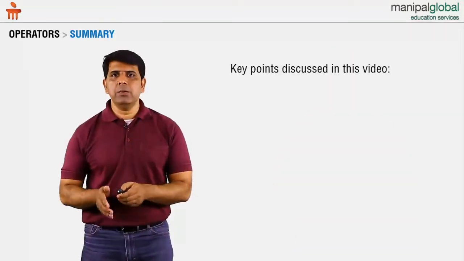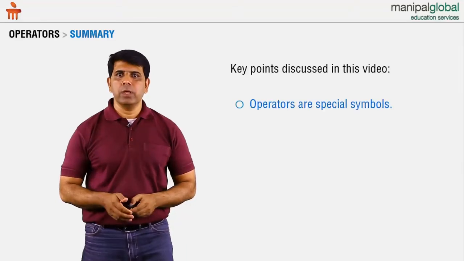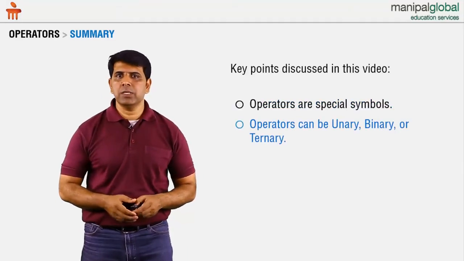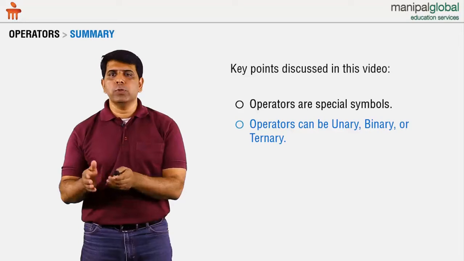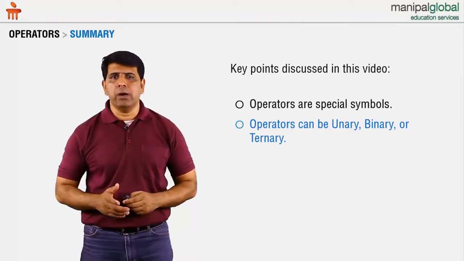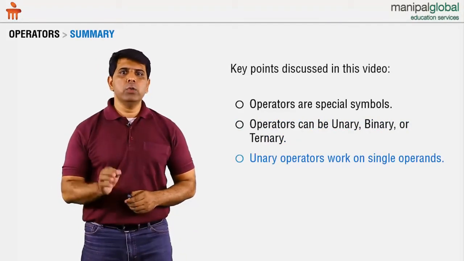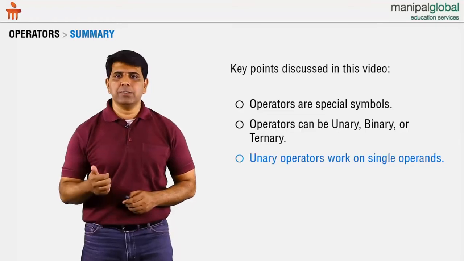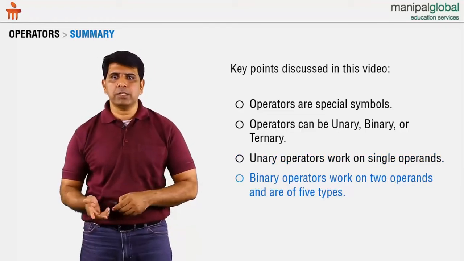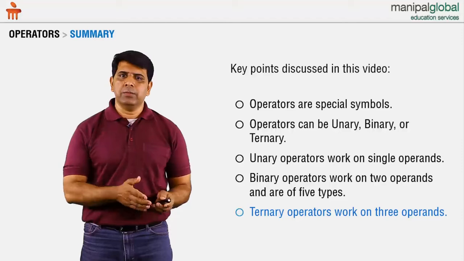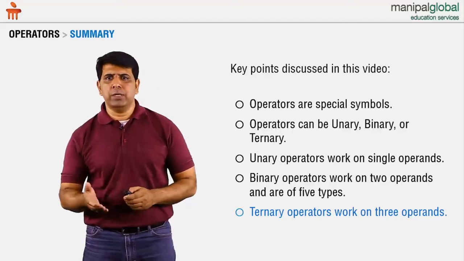Now let's summarize the key points that we discussed in this video. Operators are special symbols. They can be categorized as unary, binary or ternary based on how many operands they work on. Unary operators work on single operands, binary operates on 2 operands, and ternary operates on 3 operands.